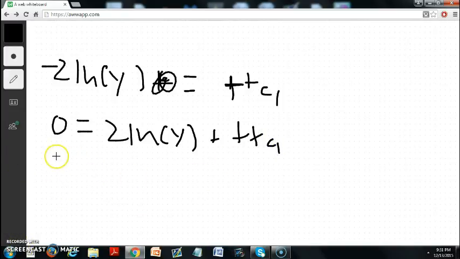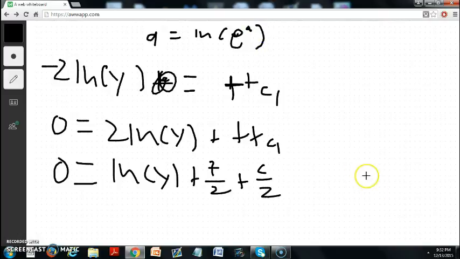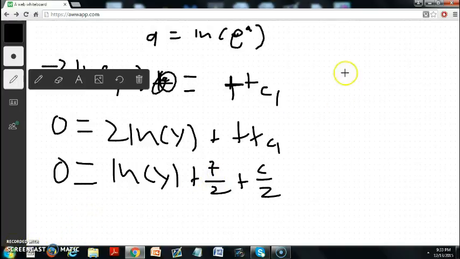Next, you would divide both sides by 2, giving us 0 equals ln y plus t over 2 plus some constant over 2. So the next part is where this starts to get interesting. So we're going to be using the logarithmic definition of a equaling the natural log of e to the a. And this is important so that we can rewrite all of our terms in a common format and then simplify them down. So here's how it would look.